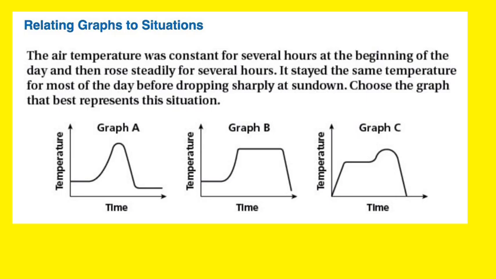So we're looking at the temperature on the y-axis is how it goes up and down, and the time on the x-axis is how it goes across. So constant for several hours at the beginning. These two have a constant at the beginning, but the third one does not. Then rose steadily for several hours. That's both of those. That's rising steadily. And then stayed the same temperature for most of the day. Well, that would have to then be graph B. And then suddenly dropped at sundown. Obviously, we're looking at graph B.